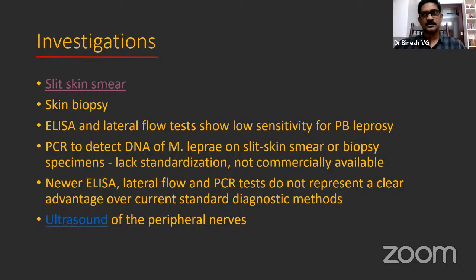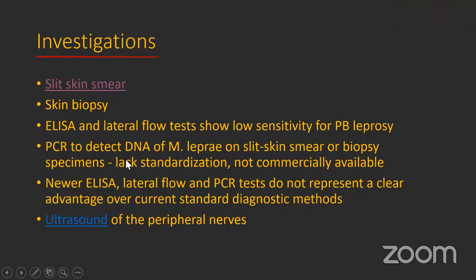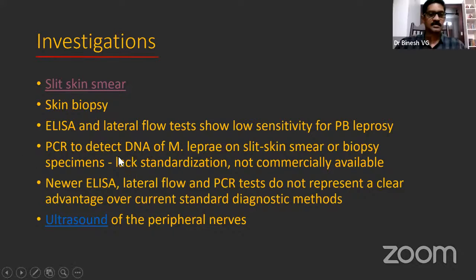And there are other tests. There is a lot of research taking place in this area. Still, we are lacking a point of care test to diagnose Hansen's disease. ELISA or PCR tests are there actually, and we haven't got a clear advantage from these tests. And there is ultrasound of the nerve, high resolution ultrasound. We have done a study in our institution that it can help. Remember, this cannot replace our clinical assessment. It is an additional tool which can help in the diagnosis.